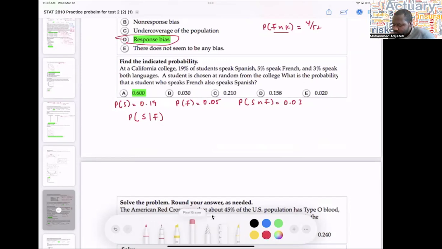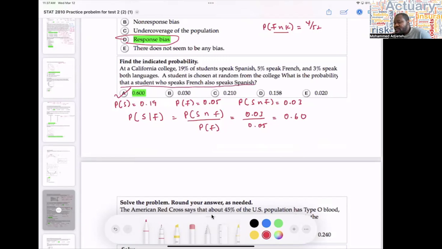So this is how it is. We can see from here, this is going to be the probability of both Spanish and French divided by the probability of French. So this is 0.03 over 0.05. This is 0.60. So the only challenge here is you being able to translate this sentence into a conditional probability. That is the only tricky part.